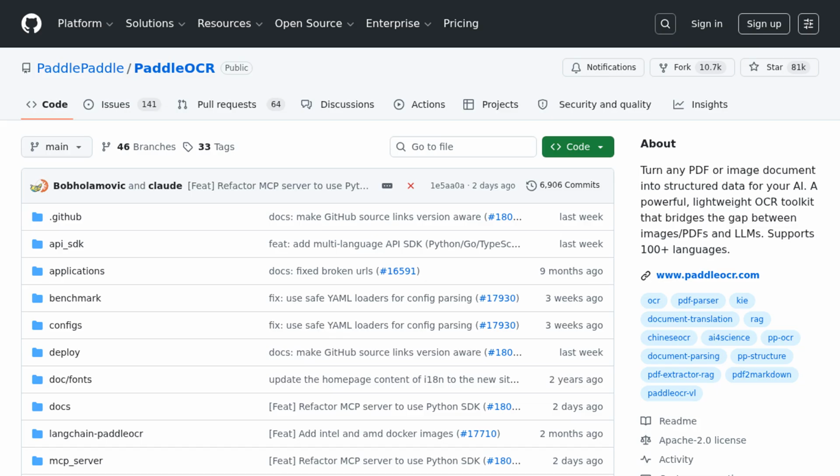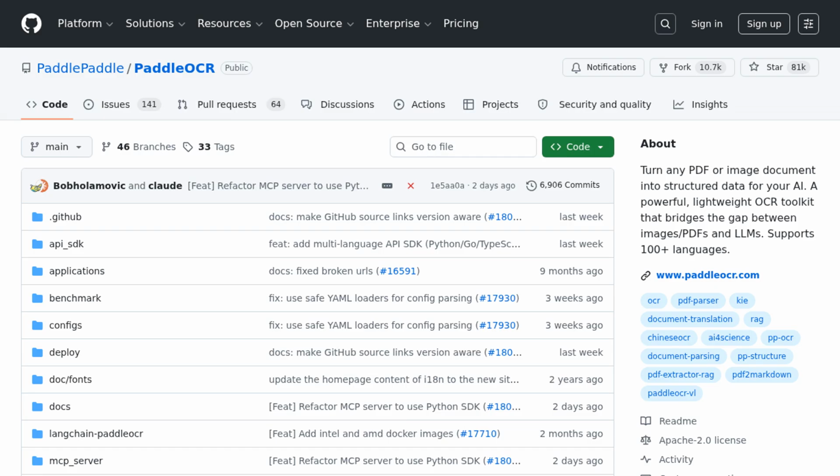What happens when you feed a scanned PDF report to an AI? It just sees a picture, not information. This gap between the visual world of documents and the structured data that language models need is a huge bottleneck for modern AI. But one open source project is quietly building that bridge with industrial-grade strength. That project is PaddleOCR from the PaddlePaddle team.